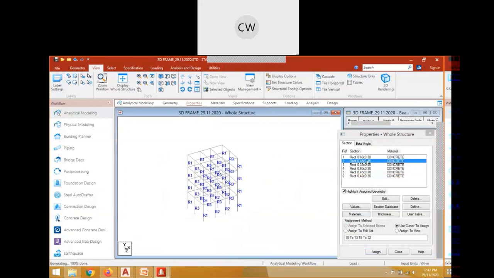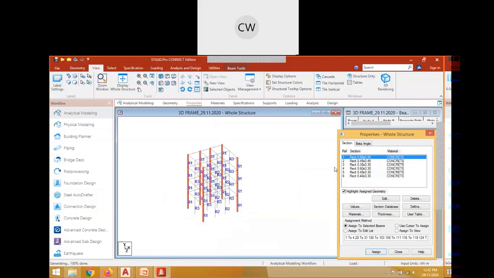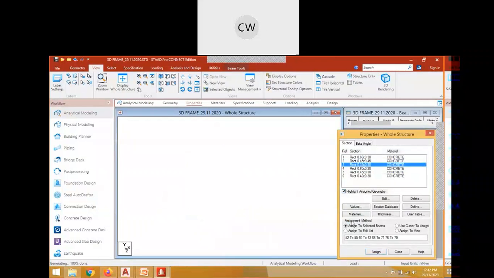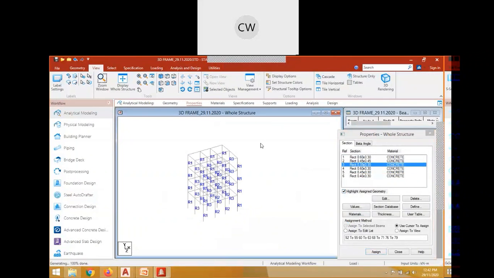Okay, so these all column properties are assigned. So if you click on this, you will find that whatever the properties you have assigned, they are getting highlighted. So there is a command here, tick highlight assign geometry. Now this is R1 property, this is R2 property, and this is R3 property, right? R1, R2, R3. These columns are assigned.